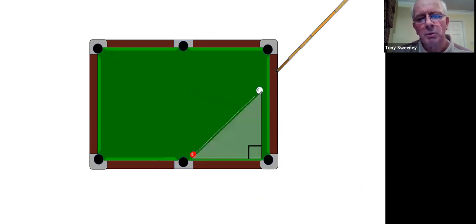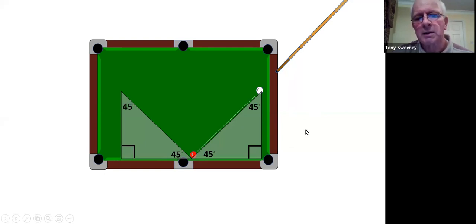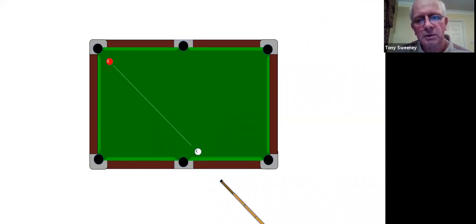Now it's a bit more complicated. Everything does, you know. So you have two angles of 45 degrees and you have 90-degree angles here. So this is a line to say where the ball is supposed to go. Okay, and we have to pot that one. So here it goes.